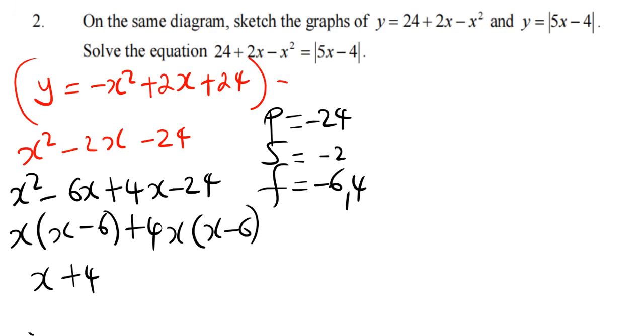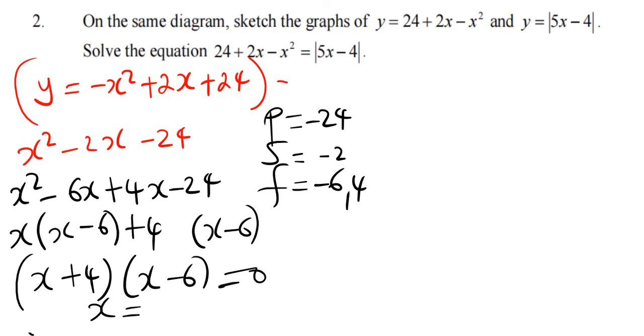Alright, factorize only the 4 here. x plus 4, then the other one is going to be x minus 6. This whole expression equals 0, so one value of x is going to be negative 4, and the other value of x is going to be 6. Alright, so that is where we're cutting our graph.